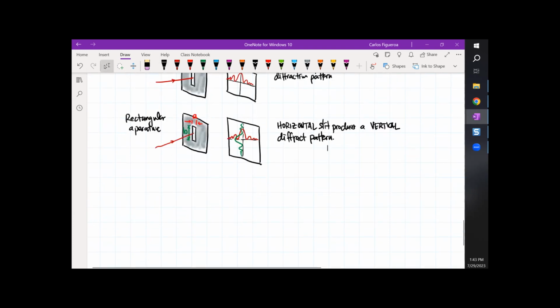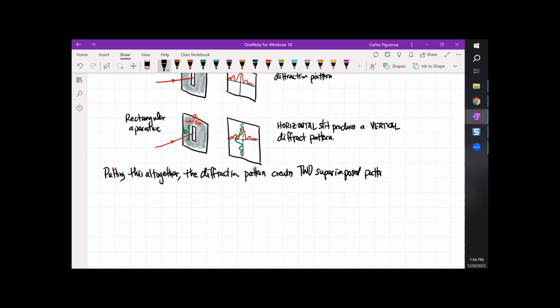So now if we start to put this all together, putting this all together, the diffraction pattern creates two superimposed patterns that appear as follows.